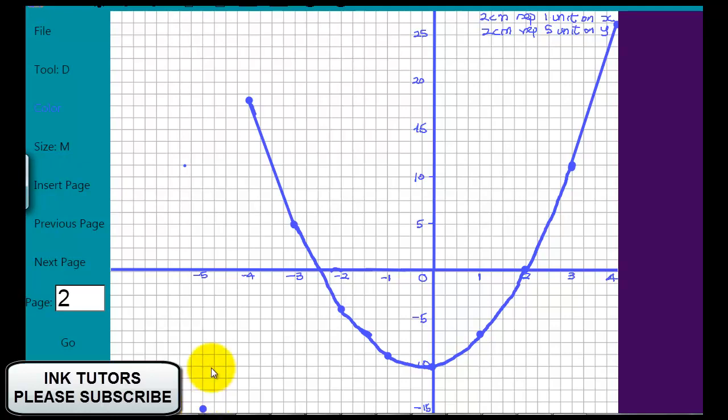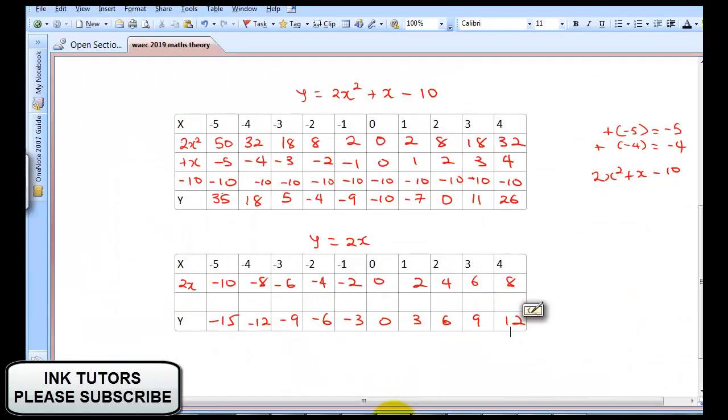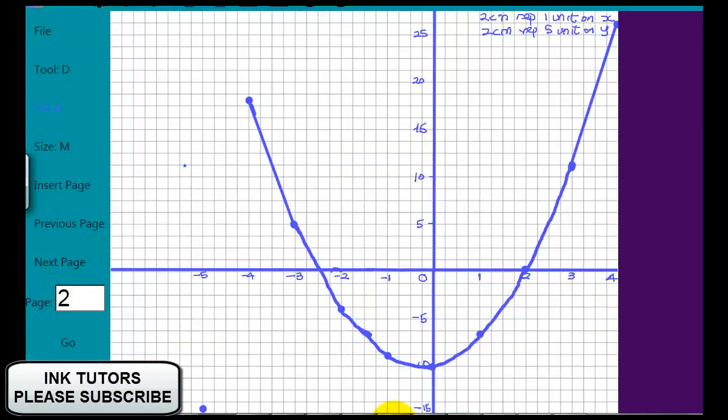Then the next one says when x is minus 4, y is going to be minus 12. So minus 4 corresponds with minus 12. This is minus 10, minus 12. The middle is going to be 12.5. So minus 12 is going to be somewhere around here.